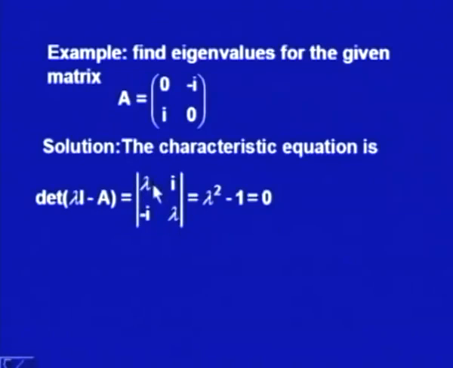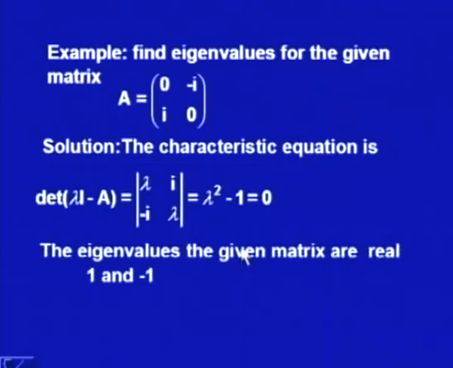Now if you evaluate this determinant, it is lambda square minus, and this minus will make it plus, so it is plus i square, and plus i square becomes minus 1. So determinant of lambda I minus A is lambda square minus 1 equal to 0, and this is a second order equation in lambda which can be easily solved, and we get the eigenvalues of the given matrix are real and they are 1 and minus 1. So we have established a result and we have verified this in this example.